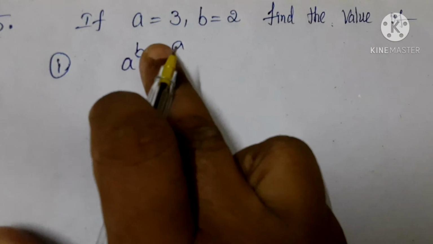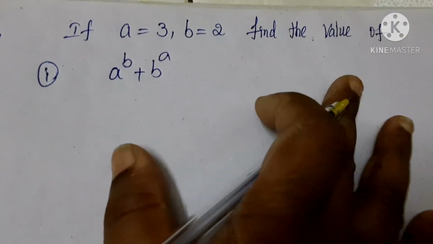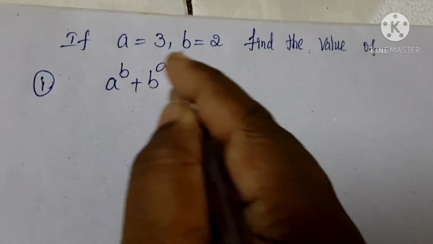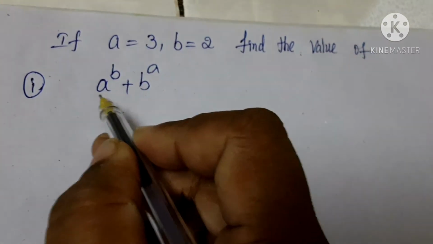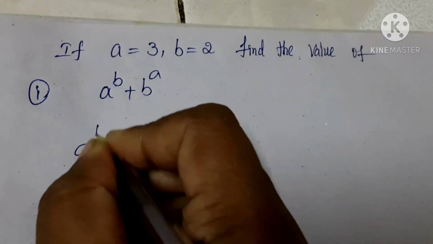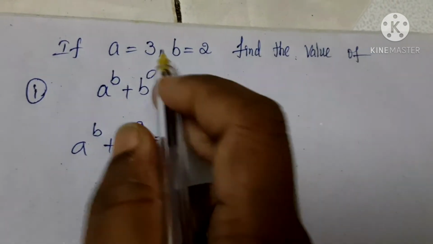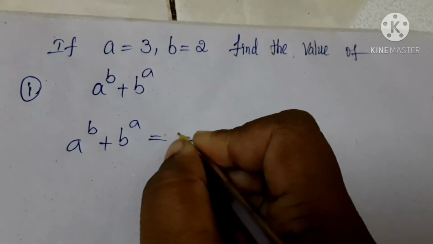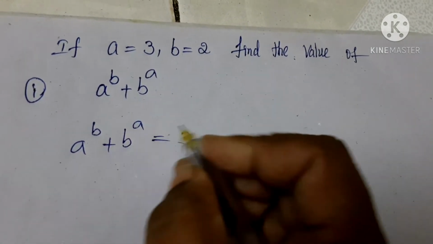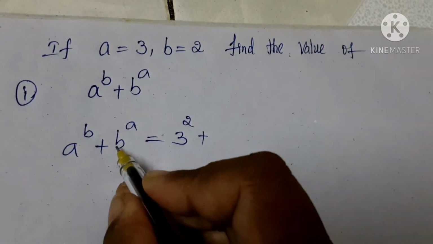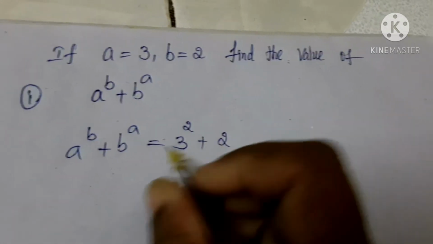Now the solution. If a equals 3, b equals 2, find the value of a power b plus b power a. Substitute: a power b plus b power a equals, what is the a value? 3. What is the b value? 2. So 3 square plus 2 power 3.